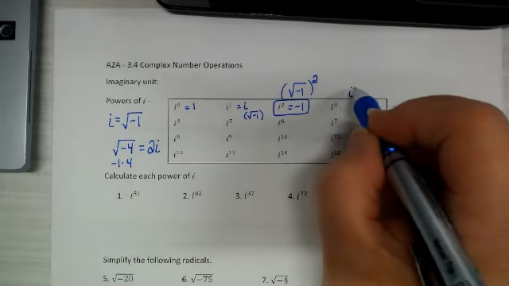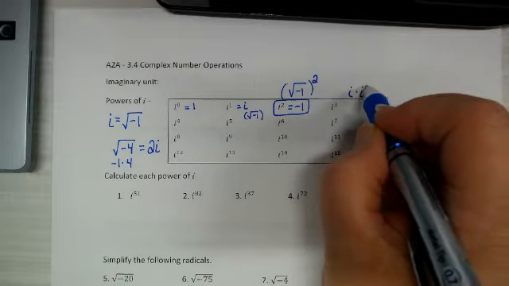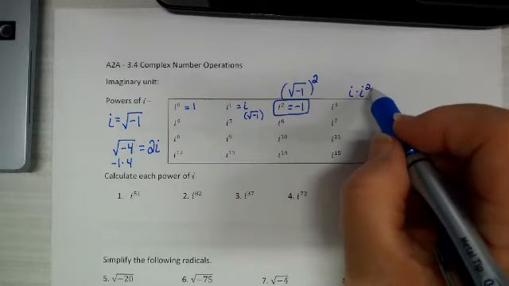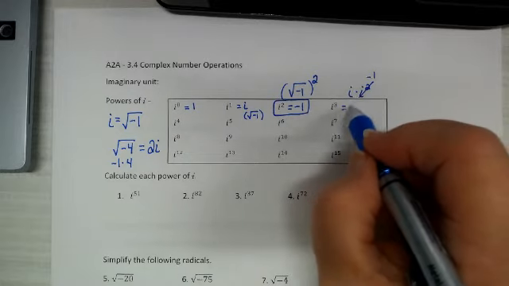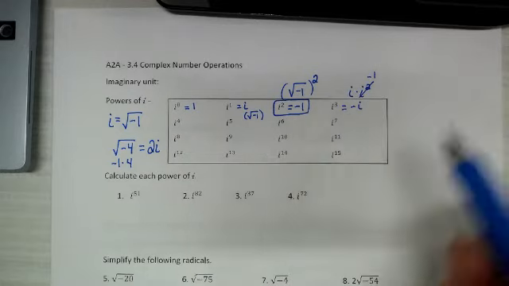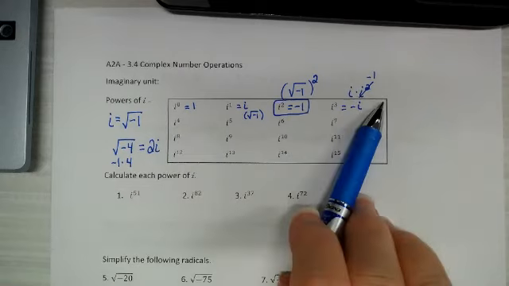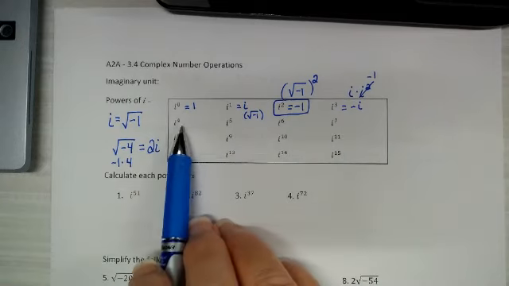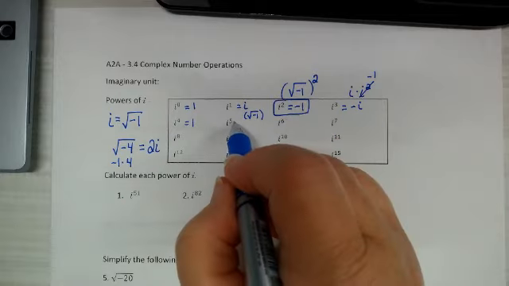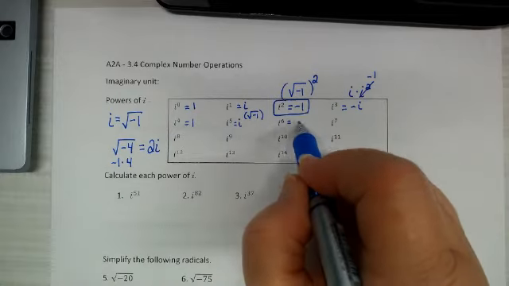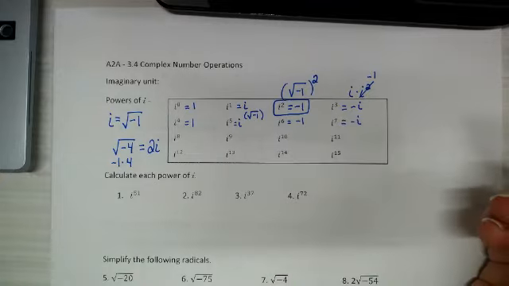So i to the third. If I take i times i squared, that's i to the third. Well, i squared is -1, times i is -i. So if you understand these first four, the pattern just repeats. i to the fourth is 1. i to the fifth is i. i to the sixth is -1. i to the seventh is -i.